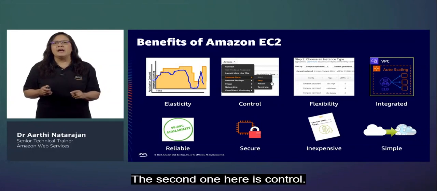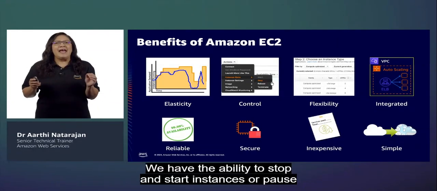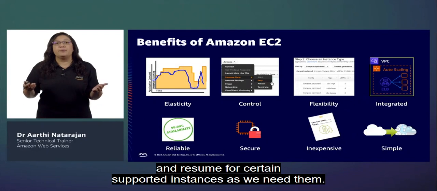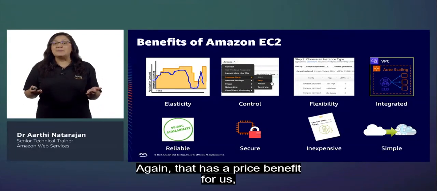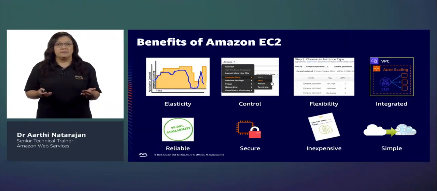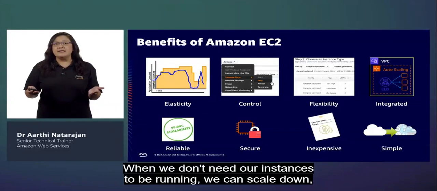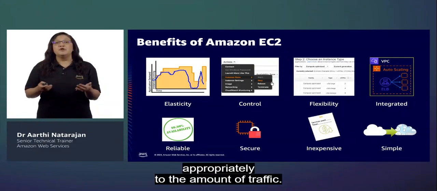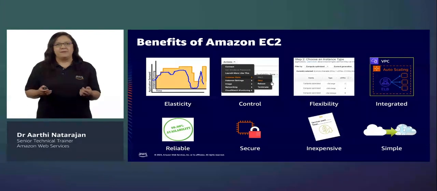The second one here is control. We have the ability to stop and start instances, or pause and resume for certain supported instances as we need them. Again, that has a price benefit for us, the ability to save on cost. When we don't need our instances to be running, we can scale down. But then it also gives us the ability to size our fleet appropriately to the amount of traffic.